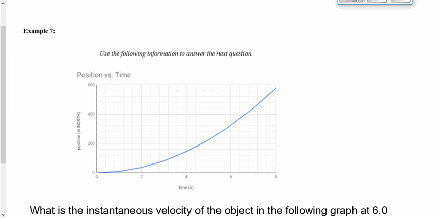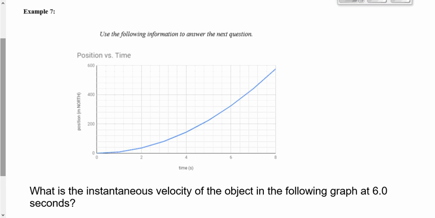All right. Last thing that I want to show you today before we pack it up for the day is example number 7. This one is a position time graph. Once again, position on the y-axis, time on the x-axis, position the responding variable, time the manipulated variable. But this one is a curved line. What does this one represent if it's a curved line? It's speeding up. It's accelerating. The question asks us for the instantaneous velocity at 6 seconds.